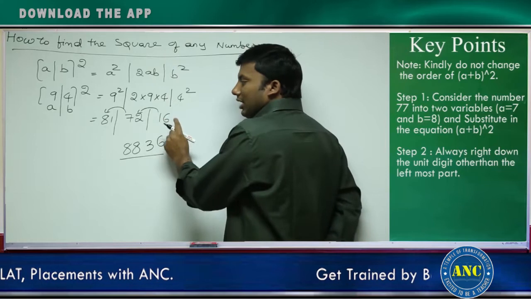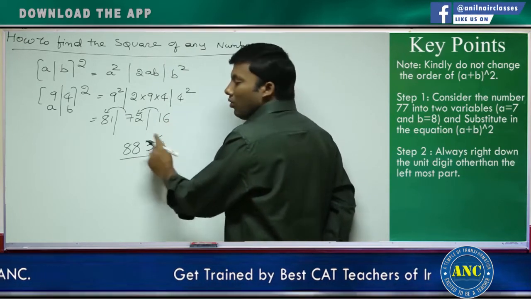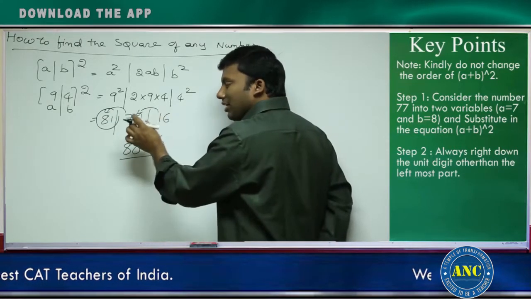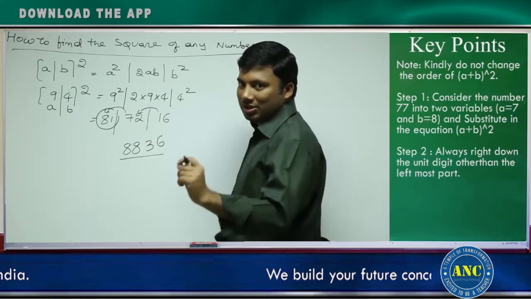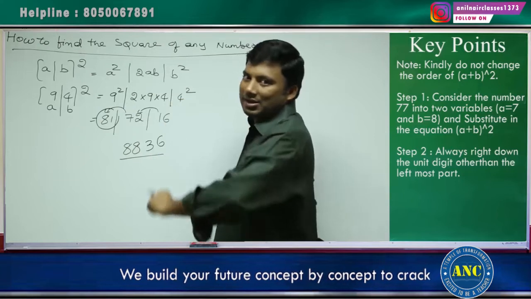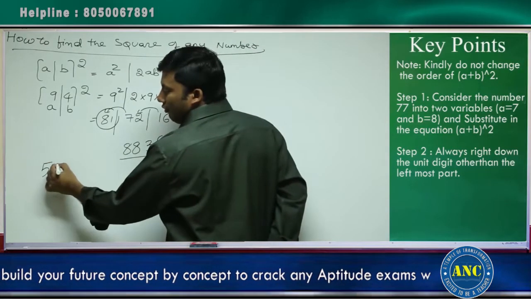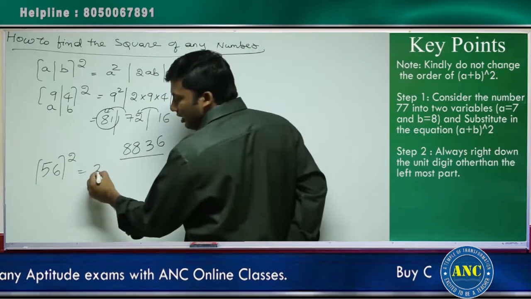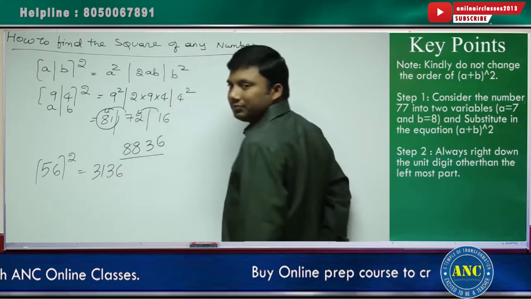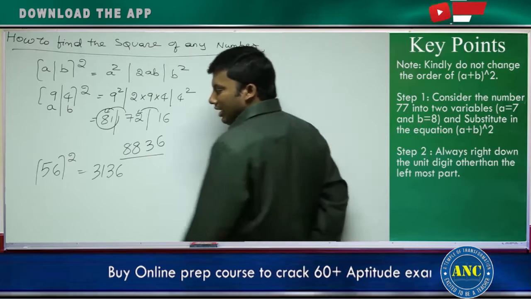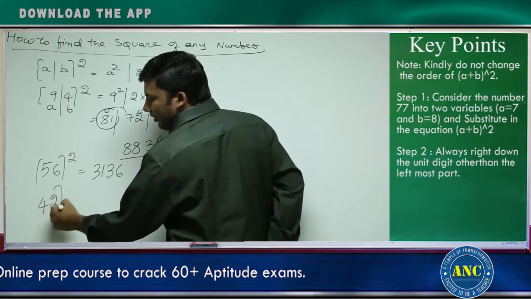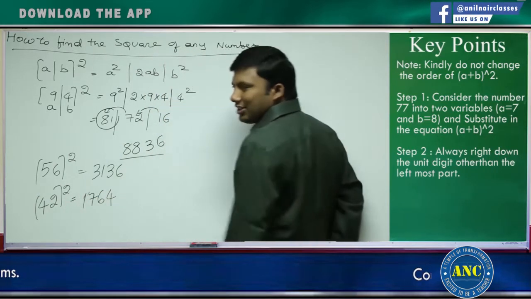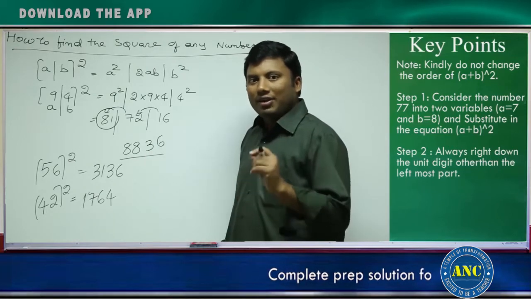Again, I am repeating an important key point in this concept. In every place, take only the unit digit. Only in the leftmost place you will write the entire number. Having understood this concept, students, please practice this problem. If you do 56 whole square by using the above logic, you will get the answer 3136. Similarly, if I do 42 whole square, you will get the answer 1764. I hope everyone got this answer.